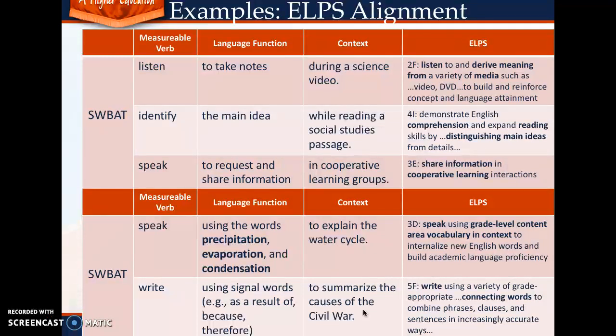Well, then I find this reading ELP about comprehension. 4I, demonstrate English comprehension and expand reading skills by distinguishing main ideas. Well, there are lots of different comprehension skills listed in that ELPS expectation, but I'm only really interested in the main idea when I decide, okay? So I'm going to think about, okay, that makes sense for this lesson, for them to understand the main idea. So that's the comprehension skill in that ELPS statement that I'm going to focus on.